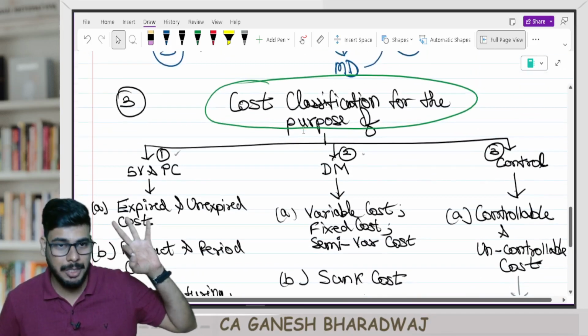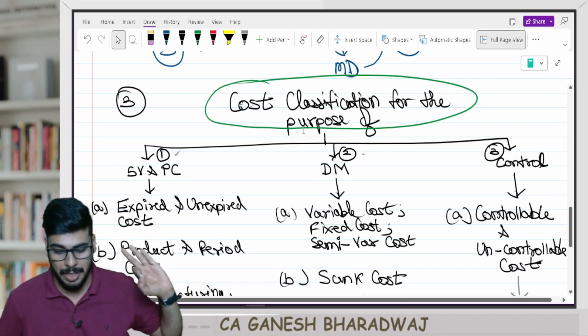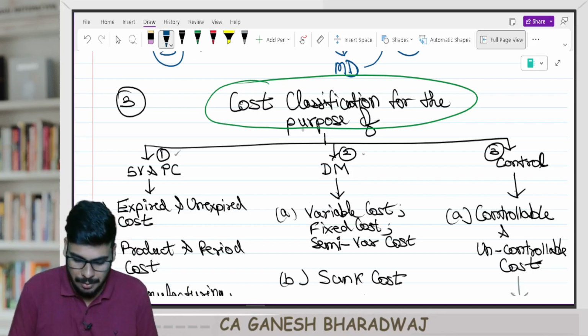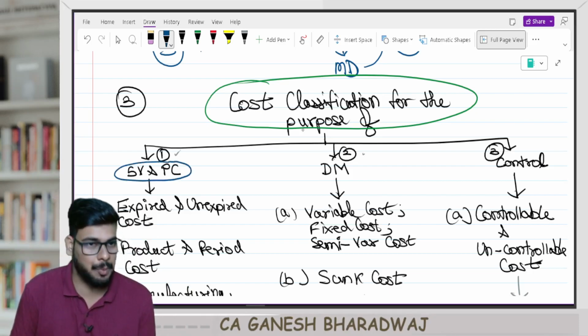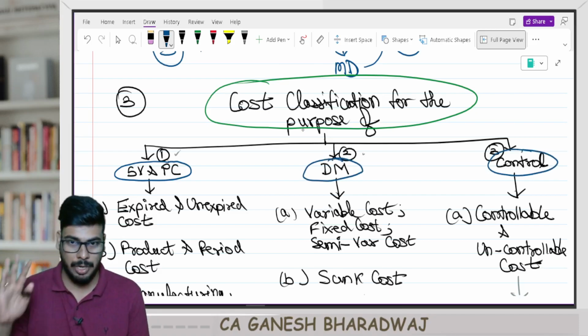What is the name of our subject? Cost and management accounting. We have 3 objectives to fulfill. What are the 3 objectives? Stock valuation and profit computation, decision making, control. Are you clear with this?